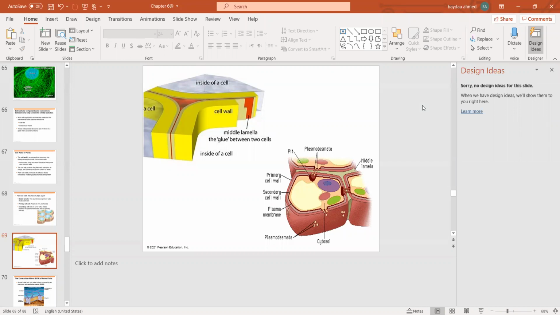So the secondary cell wall would be added between the plasma membrane and the primary wall. The secondary wall deposits in several laminated layers and has a strong and durable matrix that affords the cell protection and support. Wood, for example, consists mainly of secondary wall.